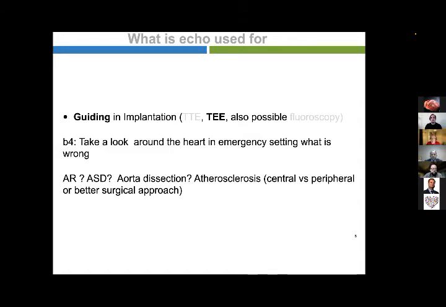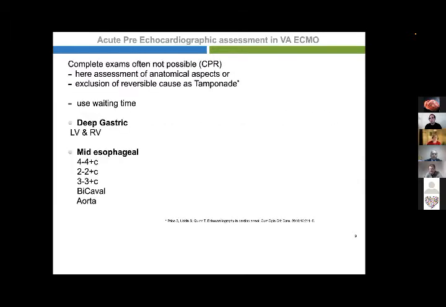But before we do our guiding, just take your time and have a look at the heart and see what the problem is. Look for aortic regurgitation, ASD, or aortic dissection, which would be a contraindication for the implantation of VA ECMO. If there's a lot of arteriosclerosis, maybe you have to change your goal from peripheral to central, or better ask the surgeon to do a surgical approach. The complete exam is often not possible because we are in a critical situation, so there's always just the assessment of anatomical aspects and exclusion of reversible causes, tamponade, for example.